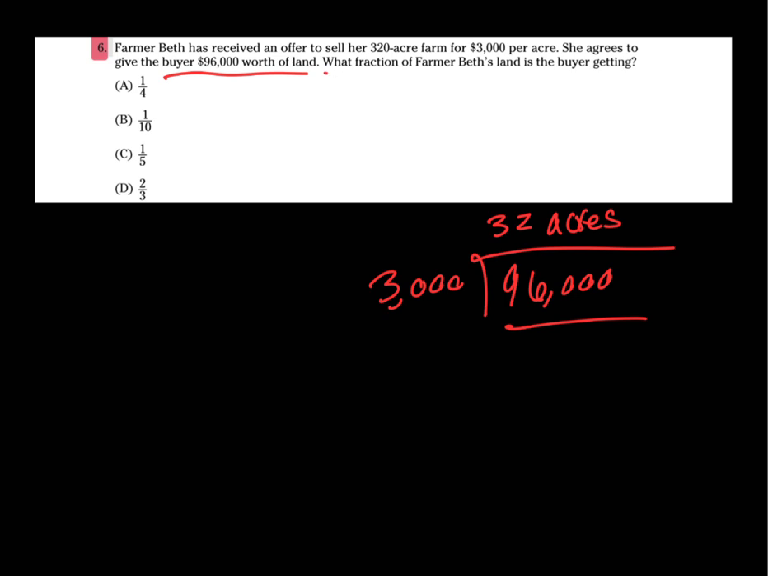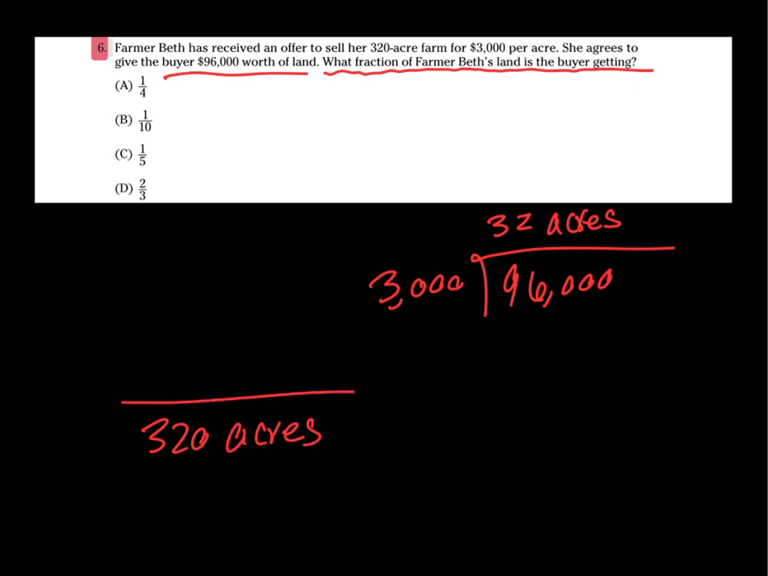So we want to know what fraction of Farmer Beth's land the buyer is actually getting. Well, how much land does she have? She has 320 acres worth of land. So then you can divide 32 acres by that. And then from there, we can look at how we can simplify this down, how we can break this down and reduce these numbers.